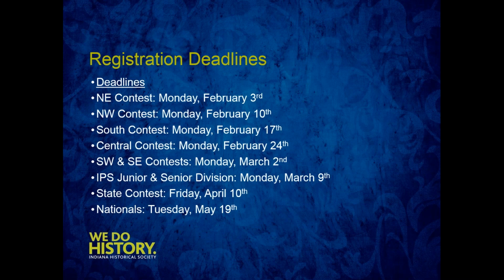Registration deadlines for each contest are listed here. Northeast is February 3rd, Northwest is February 10th, South is February 17th, Central is February 24th. So these are all just essentially a little less than a week before the contest starts. Southwest and Southeast are back to back this year, so those deadlines are on the same day, which is March 2nd. IPS junior and senior, we are doing separate contests this year, but those registration deadlines are on the same day again, March 9th. State is April 10th, and nationals is May 19th.